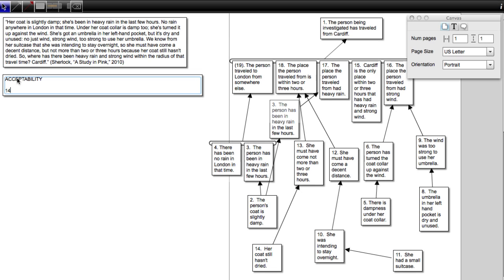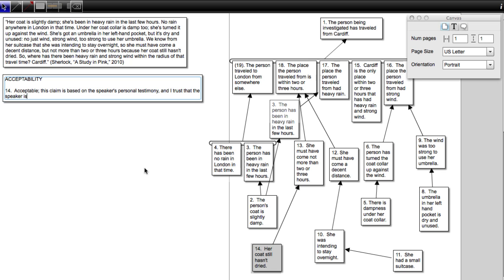Okay. And when I'm looking at this particular example, I'm assuming that I'm listening to someone who's observing something about a person. So there's going to be a lot of personal testimony. So premise number 14 down here, I'm going to say that's acceptable. This claim is based on the speaker's personal testimony, and I trust that the speaker is sufficiently reliable that I can accept the speaker's observations.